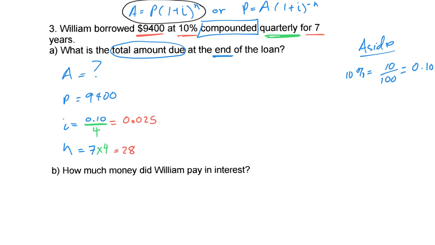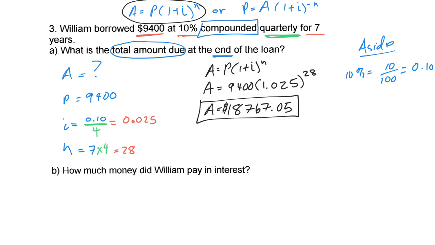So now we can substitute into our equation, and we get the following. Remember, you always have to start with your equation, then substitute. When we plug in, we have 1 plus 0.025, which is just 1.025, raised to the 28. And you end up with this for your final answer: A is equal to $18,767.05.